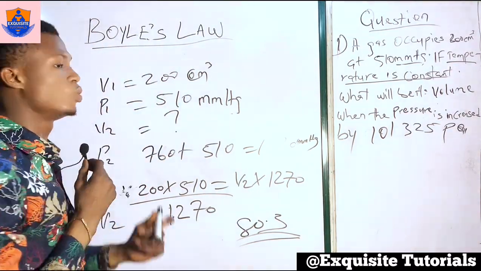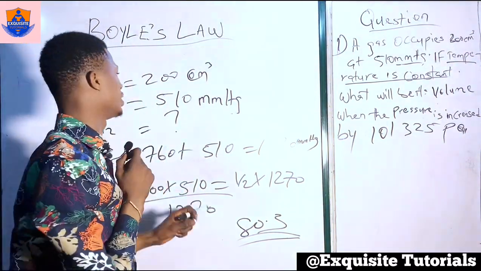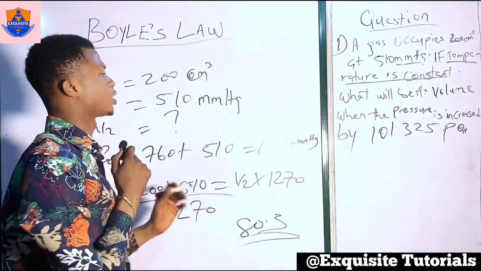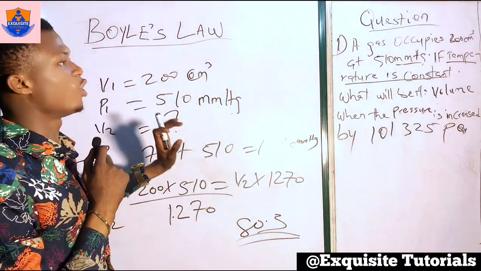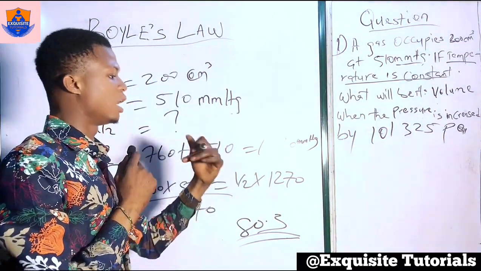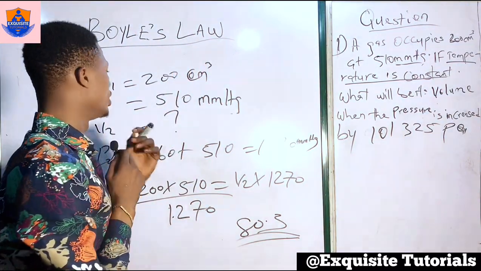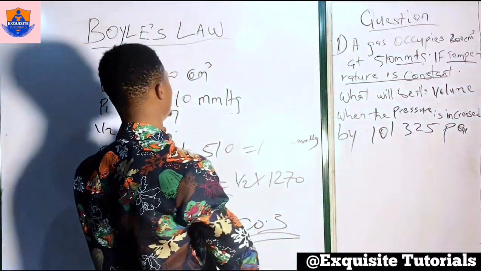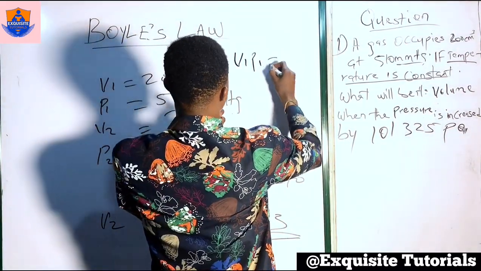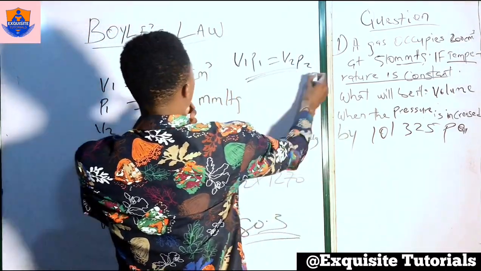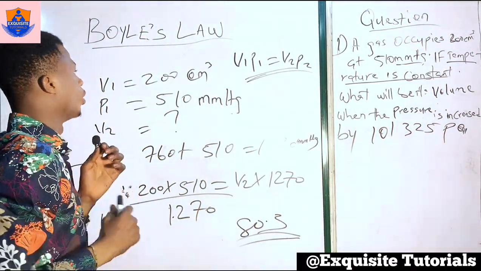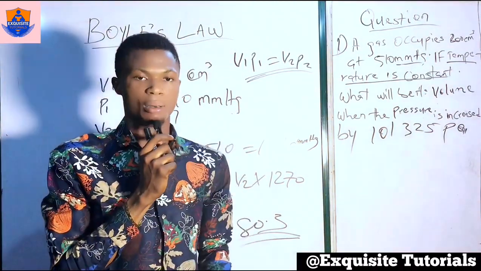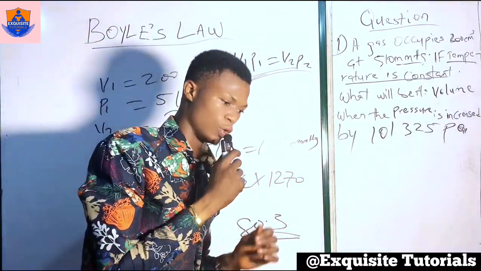Remember, let's just do a recap. I made us understand that Boyle's law states that at constant temperature, the volume of a gas is inversely proportional to its pressure, which means that when volume is increasing, the pressure is going down, and when pressure is increasing, the volume is going down. The formula to solve for Boyle's law is V1 P1 is equal to V2 P2, and we should know how to convert from one unit to another when solving. Now let's go straight to solving questions on Charles' law.